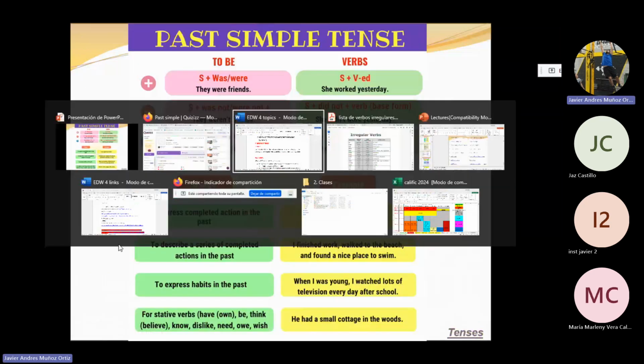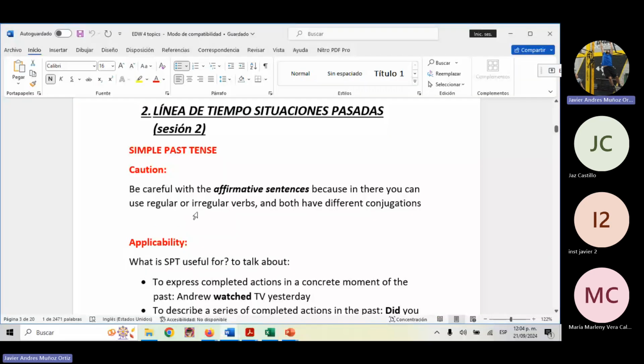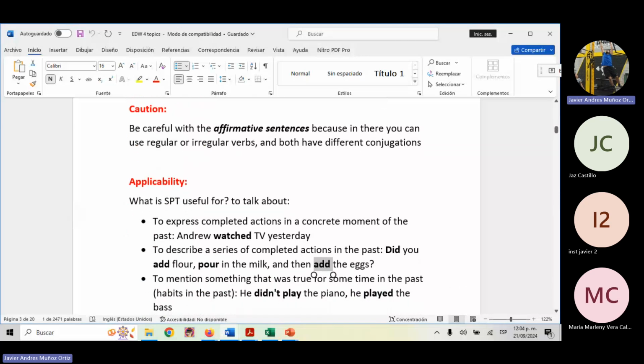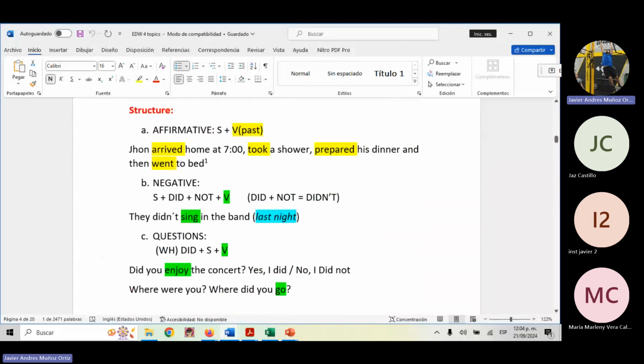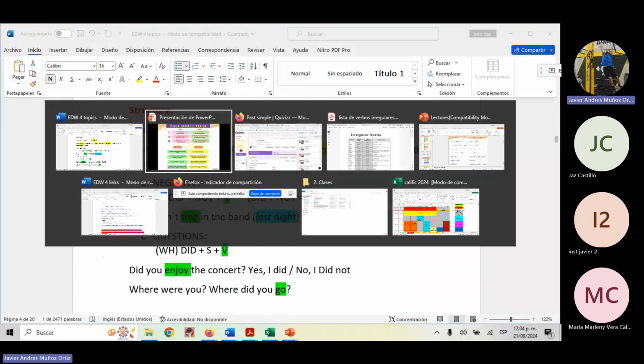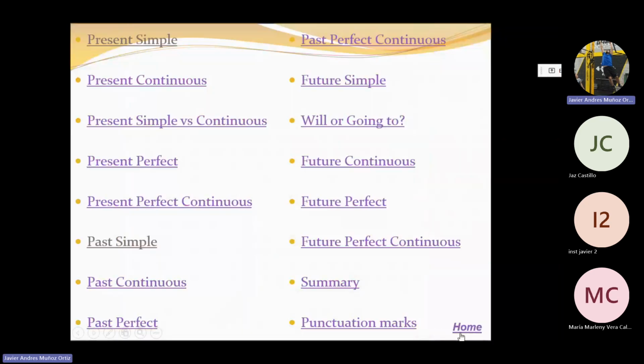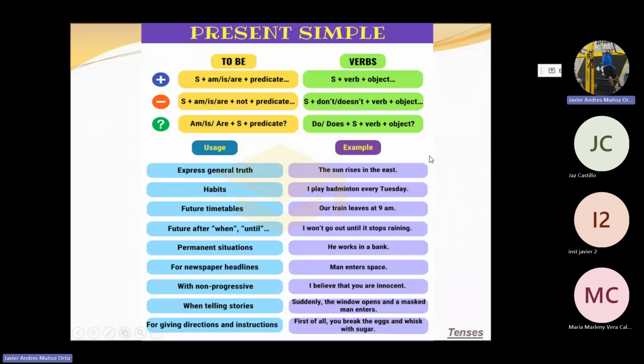Yeah. So, what about grammar? We already know why we use the simple past tense. Why is this important? But how is it going to work? This is the question for now, right? We're going to do a parallel between present and past.